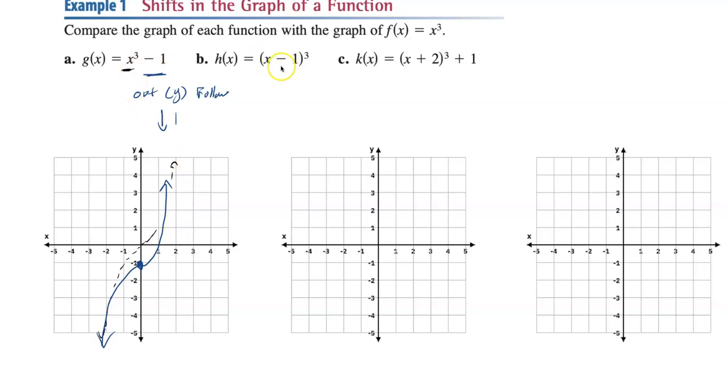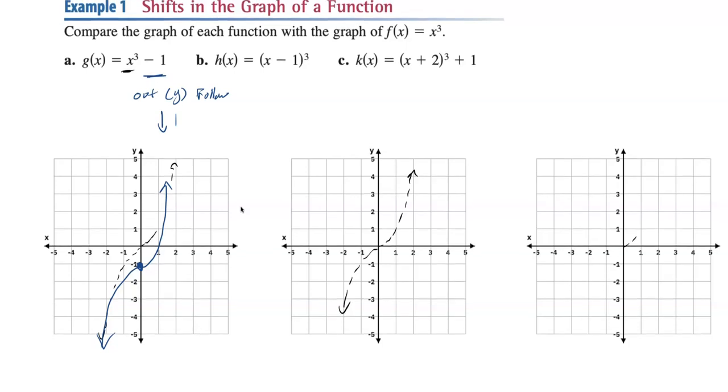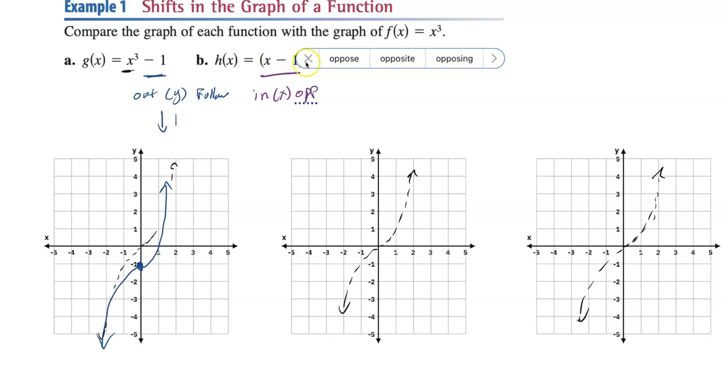Next one, another cubic graph. I guess they're all going to be cubic graphs. So let's first just draw the parent function, all of them. Again, you don't need to do this part. I'm just drawing it. I think it helps to visualize it. And you can see it's not a perfect graph there. Okay. So this one I would say is on the inside. Inside affects the x values, and you do the opposite. So what I mean by that, it's not really a negative one. It's like a positive one. So we're going to go right 1.